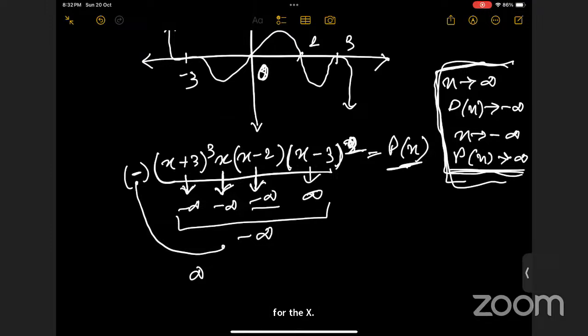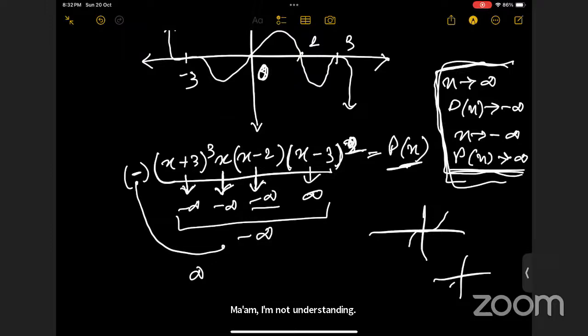If we have something like that near the origin, then the degree will be 3. If it is like that, then the degree will be 1. If it is something like a straight line in some close neighborhood of the origin, then the degree will be linear, that means 1. And if it is that type of curve, then it will be cubic. Okay, thank you, ma'am.